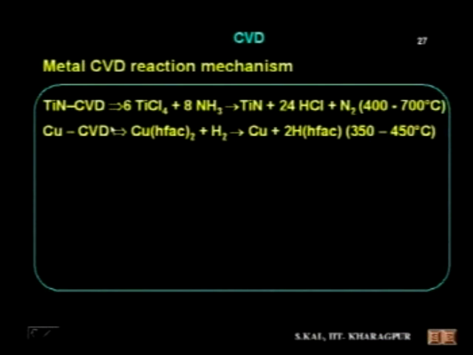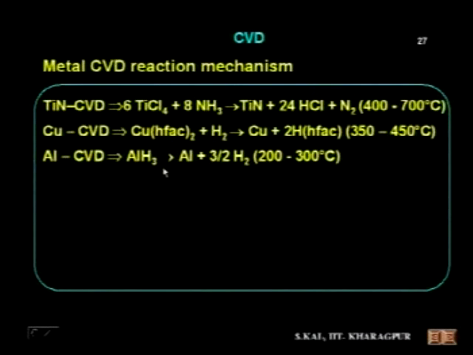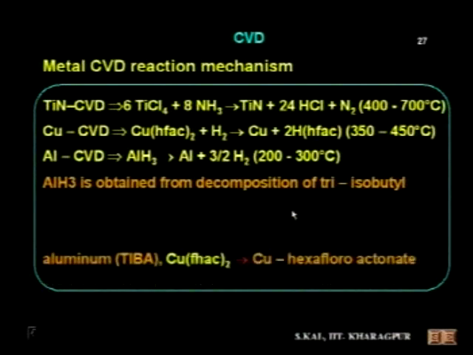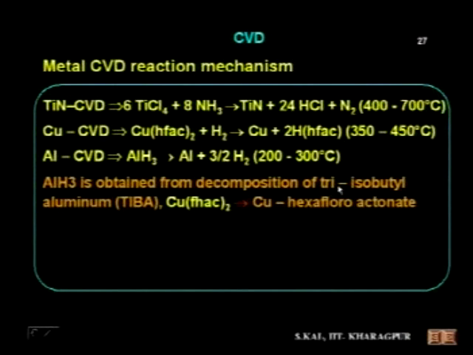Next comes copper CVD, and the reaction is Cu(HFAC)2 plus H2, hydrogen as a carrier gas here, and this Cu(HFAC)2 decomposes to Cu plus 2 HFAC, at 350 to 450 degrees centigrade. Aluminium CVD reaction: aluminium hydride at 200 to 300 degrees centigrade decomposes and gives rise to aluminium and hydrogen. That is the reaction mechanism of aluminium CVD. And the aluminium hydride is obtained from decomposition of triisobutyl aluminium, TIBA. TIBA is triisobutyl aluminium.